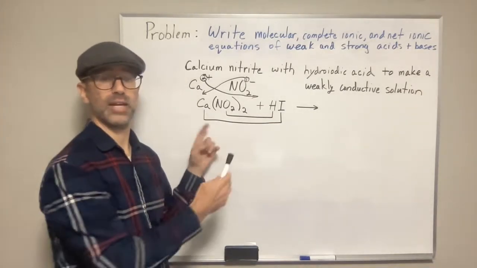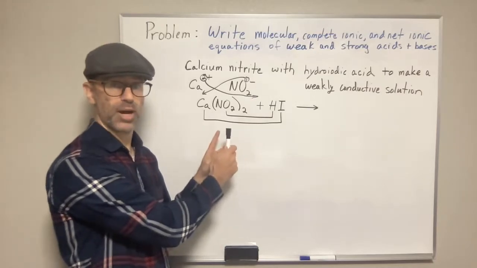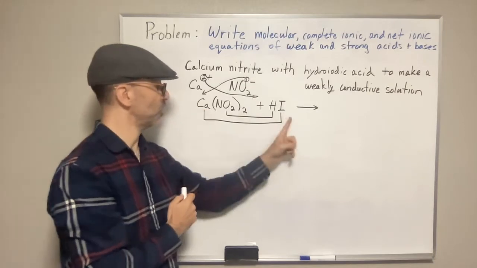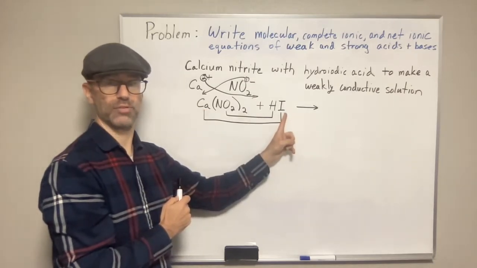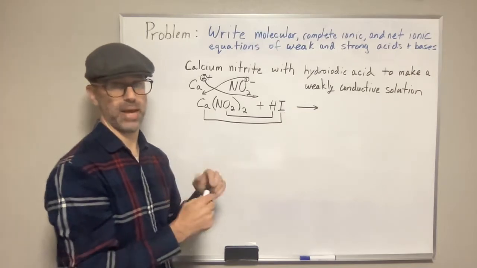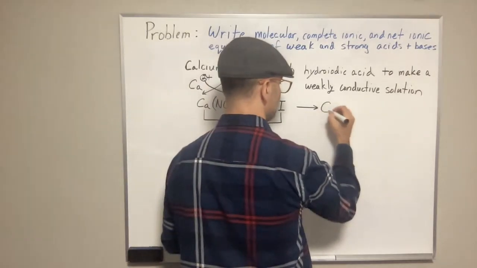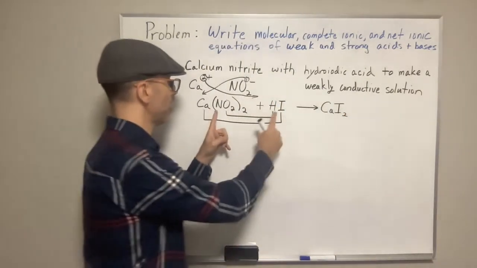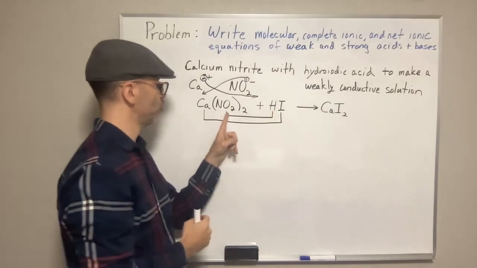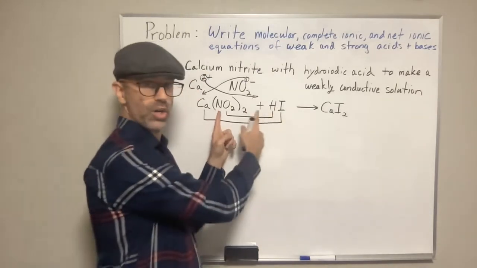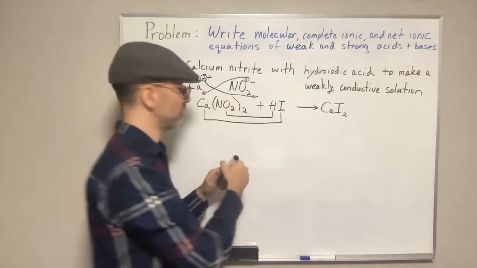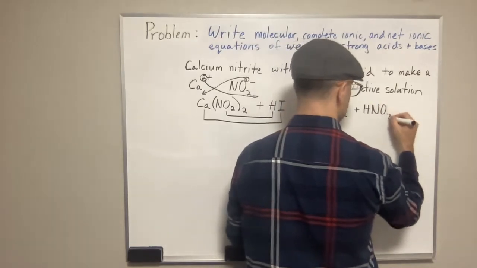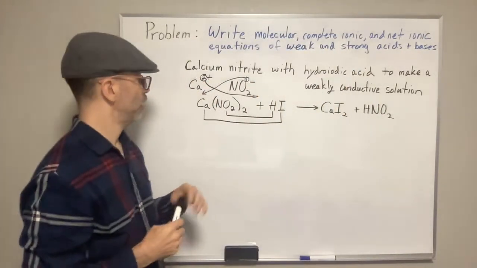All you need to do is make sure that when you write your formulas for the products, you balance the charge. Here I have a +2 charge for the calcium and a -1 charge for the iodine, so I'm going to need two iodines to balance that charge. So it's going to be CaI2. And the H plus and the NO2 minus are going to go together. That's a 1-to-1, so I only need one each to balance the charge. So that's going to be HNO2.